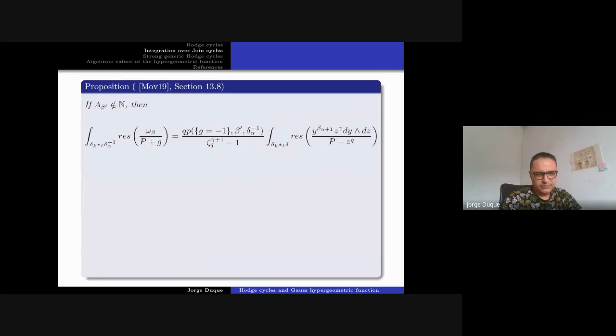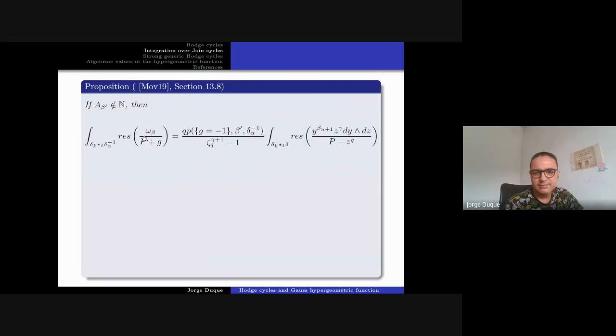So here we have the formula for the integral of a form with a pole of order one on a joint cycle. This is the integral depending on delta k, and here is the integral depending on delta alpha. Notice this integral is over a one-dimensional cycle. So we reduce the integral in n dimensions to a one-dimensional integral, because we know how to compute this integral.